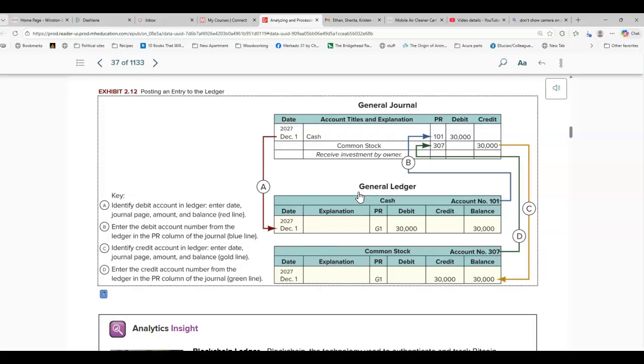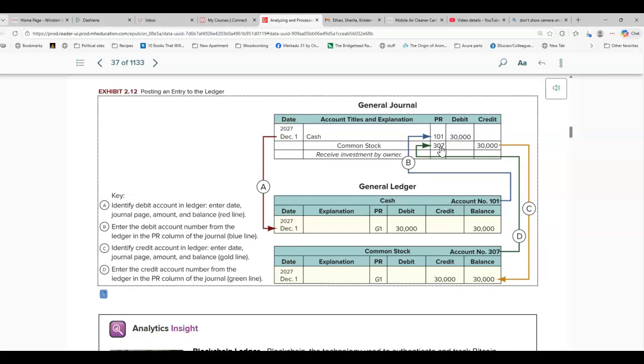Then the other account that's getting posted is common stock. It's account number 307. So I'm going to go find page number 307. I'm going to post it as a credit balance. There's the date, of course, a credit transaction, and now it has a credit balance. And I'm going to put the general journal page number in the ledger, and then in the journal I'm going to put the account number that it went to. And this is going to be the process all the way down.